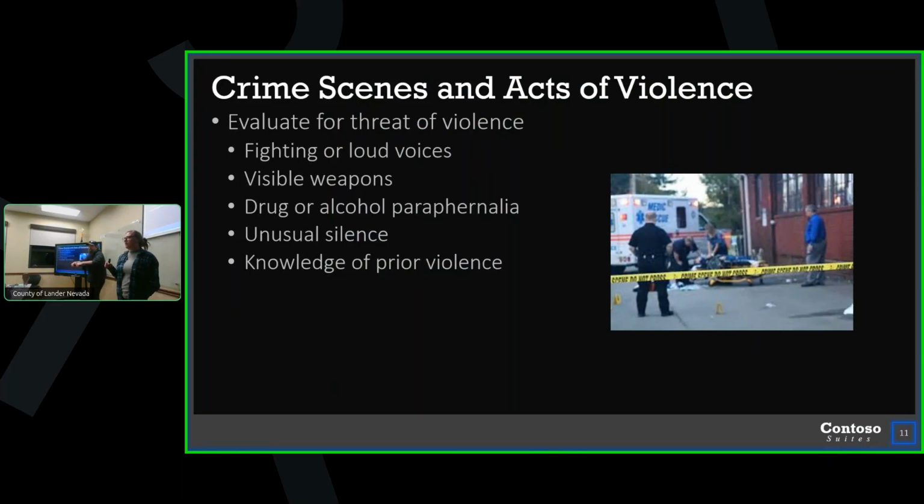Drug or alcohol paraphernalia, don't go stepping on crack pipes because APD likes to yell at you because of it. Yeah, they get very mad about their crack pipes. It was an accident. Stepped out of the ambulance and I heard a crunch and I was like, what the frick are you doing? There's evidence. Evidence for what? She was smoking crack. Who cares? Yeah, unusual silence or knowledge of prior violence.